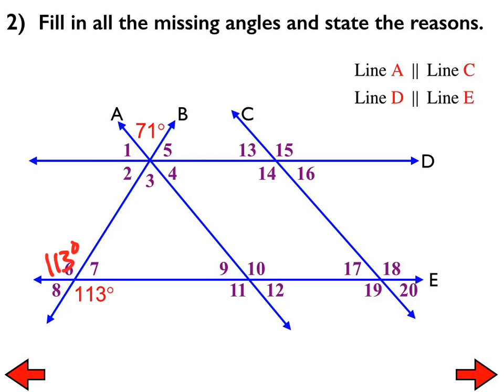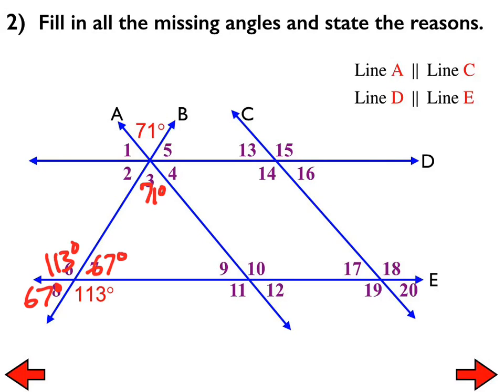Angle 8 is 67 degrees, because of supplementary angles. So is angle 7. Where should we go from there? Angle 3 is 71 degrees because of vertical angles. Where should we go from there?